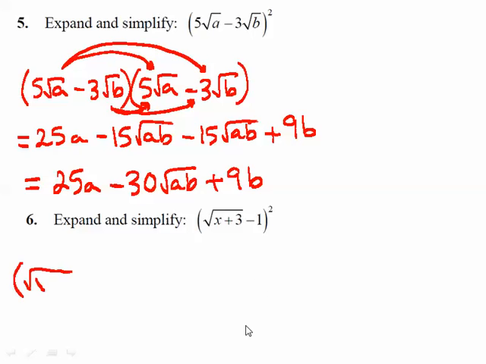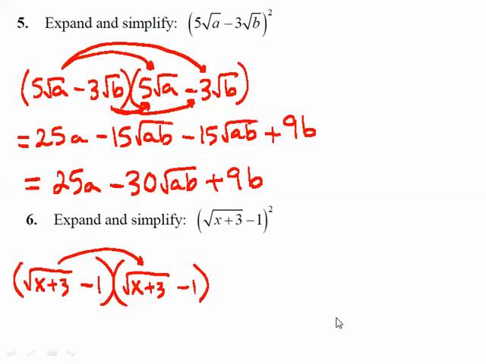Okay, this one again, the same exact thing here. We're going to multiply those guys. Now we have a binomial inside the radical. That's okay, still same process. So multiplying the first ones gives us x plus 3, because that's exactly what's inside, and we just form that perfect square.